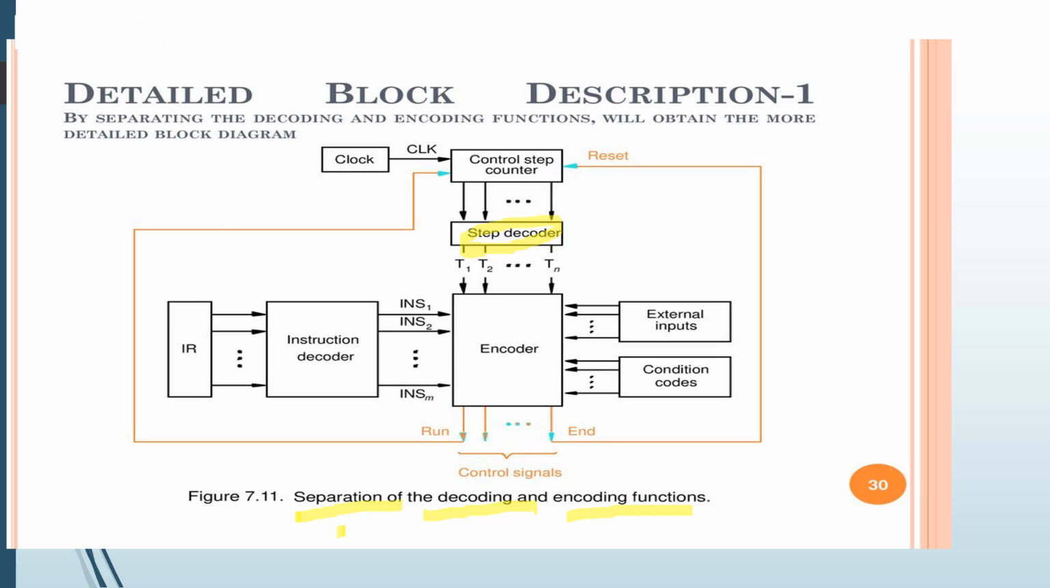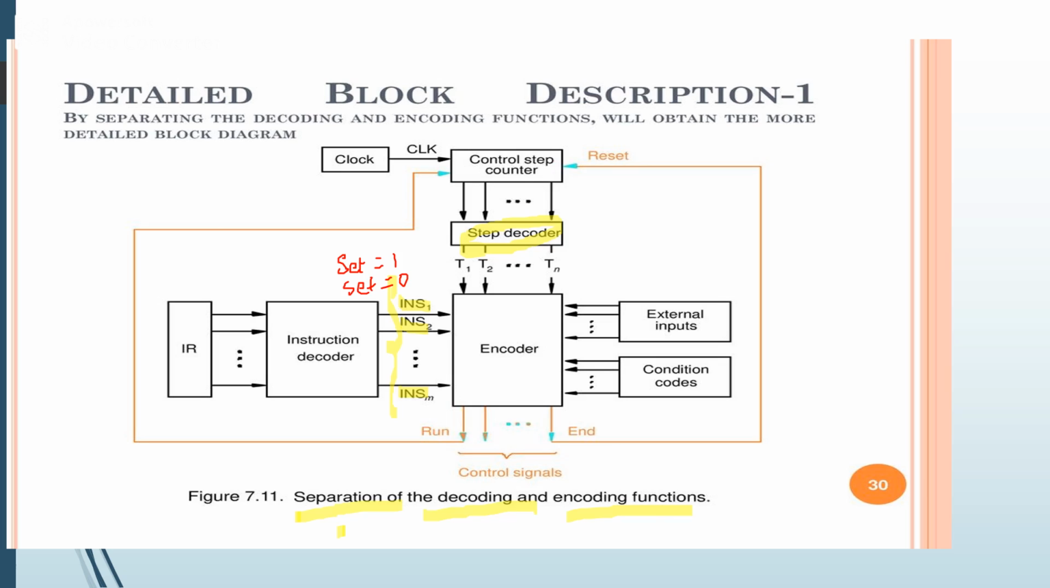The output of the instruction decoder consists of output lines from instruction 1, instruction 2 till instruction m. Out of this set of instructions, instruction 1 to m, any one instruction line will be set to 1, and all the other instruction lines will be set to 0.